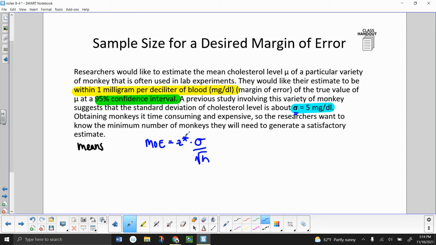So in this problem, we're given certain things. We're given our margin of error, so our margin of error that we want. It says here that this is our margin of error. However, we know that we want our estimate to be within 1 milligram per deciliter, which indicates that our margin of error is equal to 1 milligram per deciliter. In this problem, we're not given Z star, but remember Z star relies on your confidence level. So since we are doing a 95% confidence level, that means Z star is going to be 1.96. And then we are given sigma in this problem.